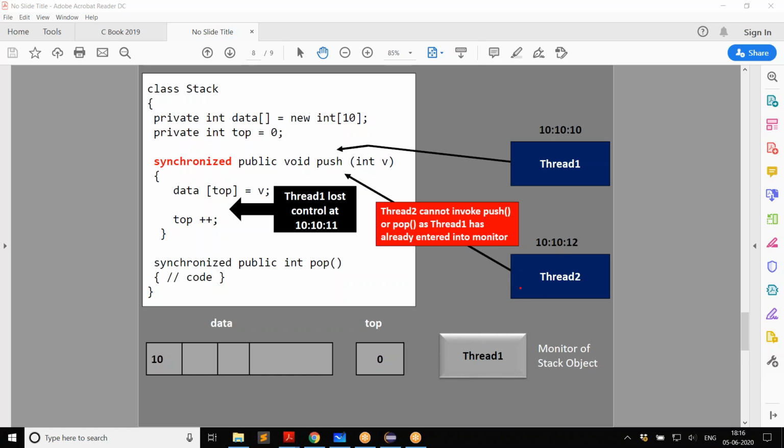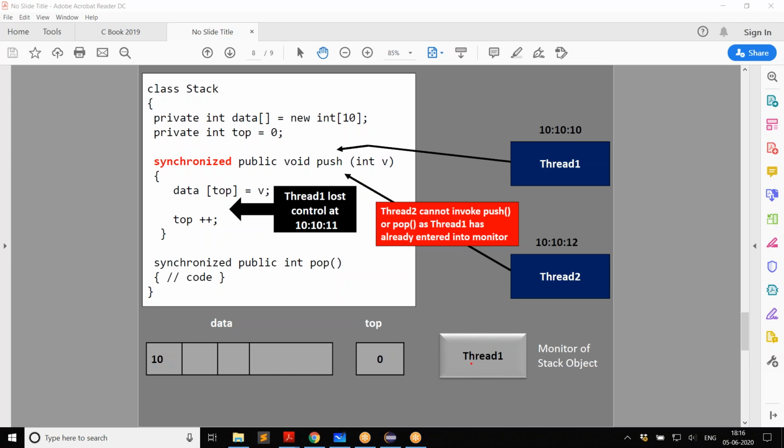So when thread 2 wants to enter into push or even pop, both are synchronized, so the rules are the same. Even if I try to enter into pop, access is denied because it cannot first enter into the monitor. So simple. It's all handled by the JVM. It's none of your business. The JVM takes care of creating the monitor, taking the thread into the monitor before it allows that to call a synchronized method. So thread 2 cannot enter into push or pop because the monitor is occupied, it's not empty.